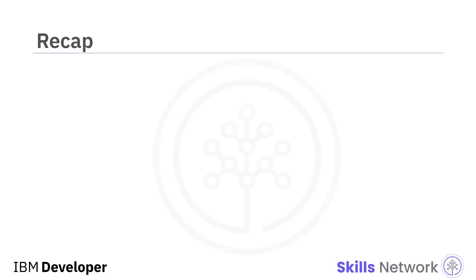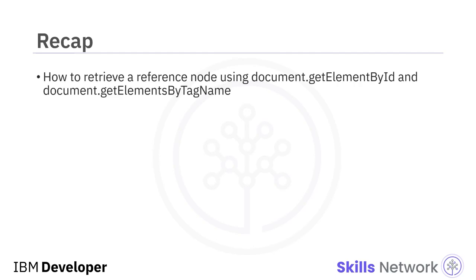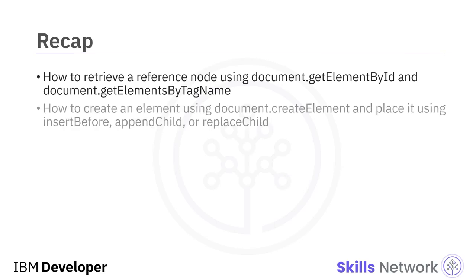In this video, you learned you can retrieve a reference to a node using document.getElementById, which returns one specific element that is based on the ID attribute. Document.getElementsByTagName retrieves elements with the specified tag. You can create an element using document.createElement and place it using insertBefore, appendChild, or replaceChild.